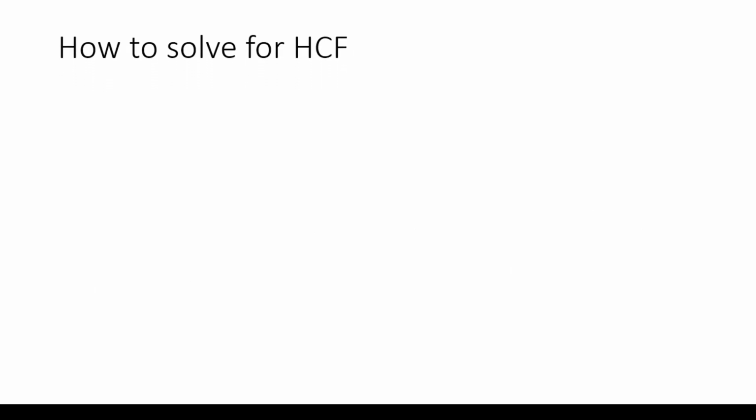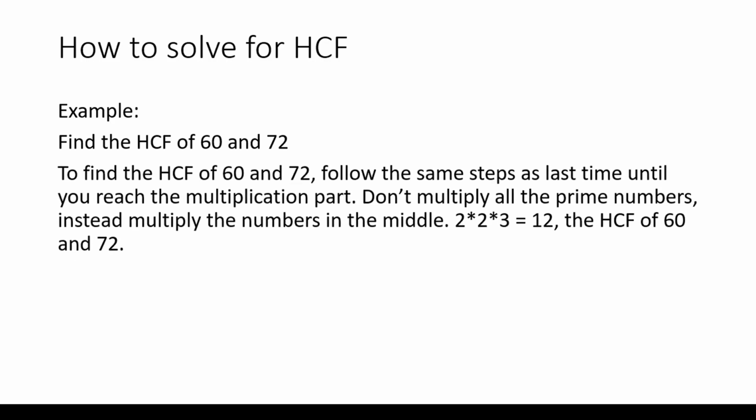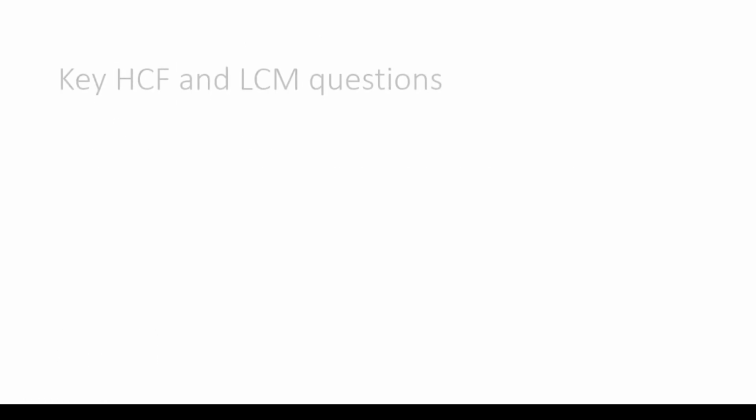So how do you solve for the highest common factor? So example, you have to find the highest common factor of 60 and 72. So follow the same steps as last time until you reach the multiplication part. Don't multiply all the prime numbers. Instead, just multiply the parts in the middle. So 2 times 2 times 3 is 12. The highest common factor of 60 and 72.